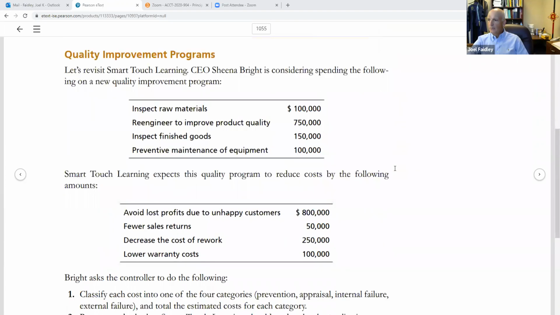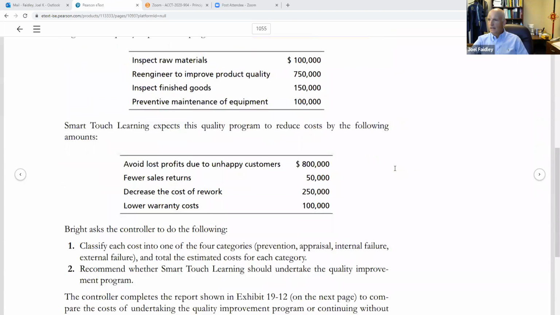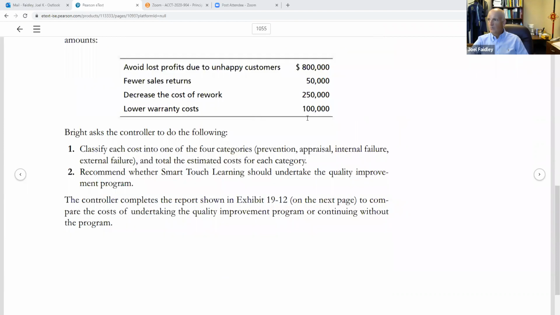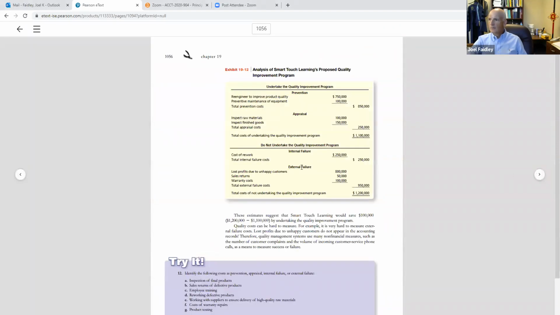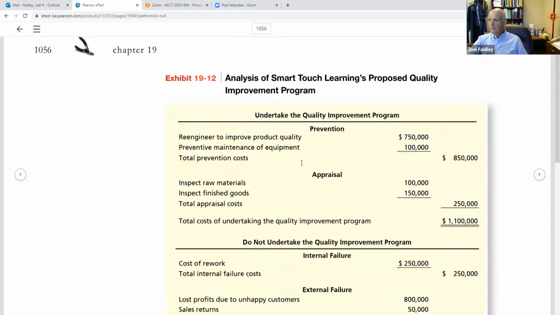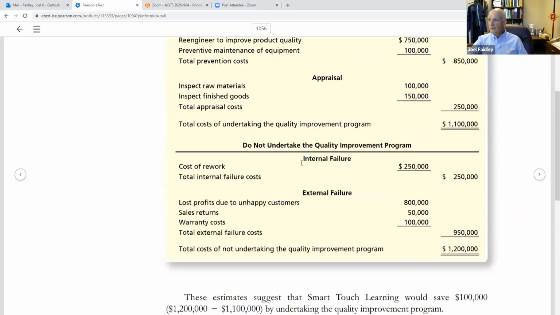They give some examples here, and you can read this on your own. I don't think I need to belabor the point, but you have to put these into the categories. And we'll see that as we look at the homework. So take the time and read these few pages, 3 or 4 pages in here.